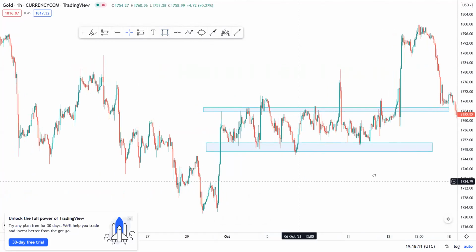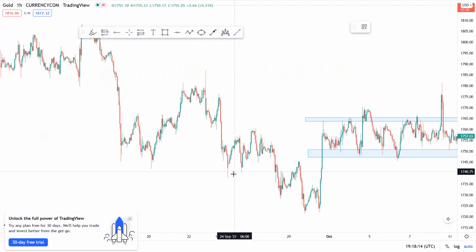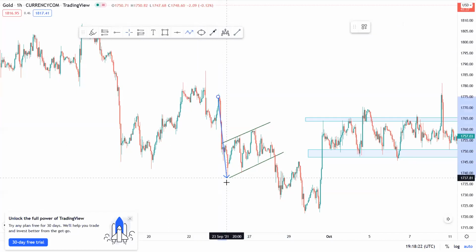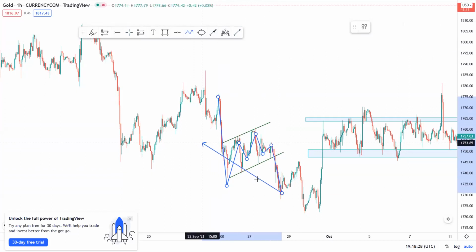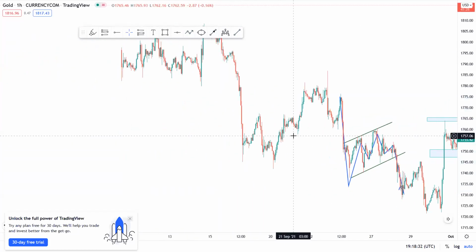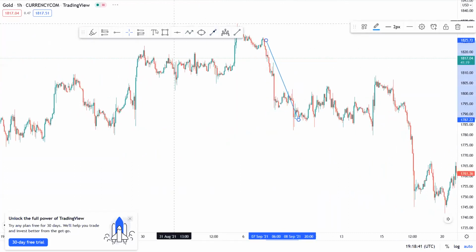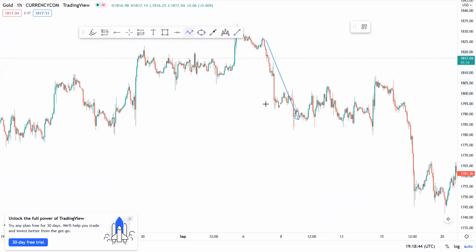Impulse, correction, impulse movement. Impulse, correction, correction, impulse movement. So you can train these things like this: impulse, correction, correction, correction, correction, impulse movement. The bigger it becomes, the higher it pays.